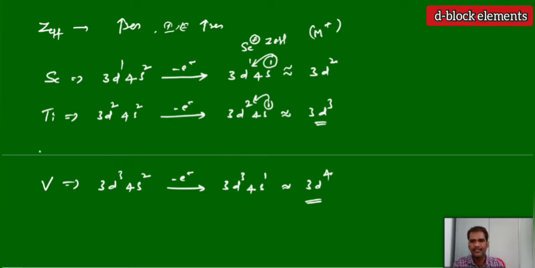Now you observe these three elements: scandium, titanium, vanadium. The final electronic configurations are 3d2, 3d3 and 3d4. In which case is the electronic configuration more stable? Generally, the stability of an electronic configuration we can explain based on two factors: one is symmetry, the second is exchange energy.